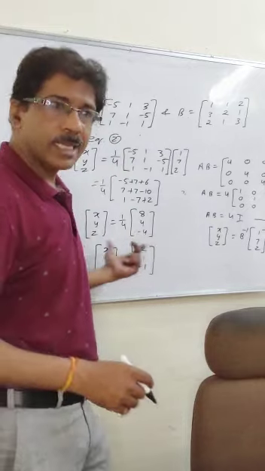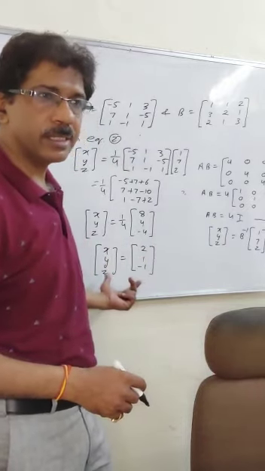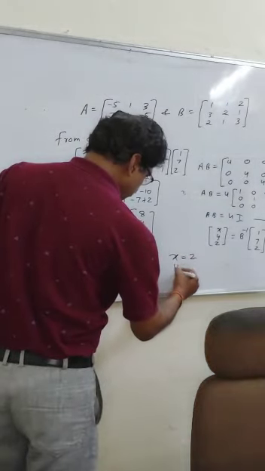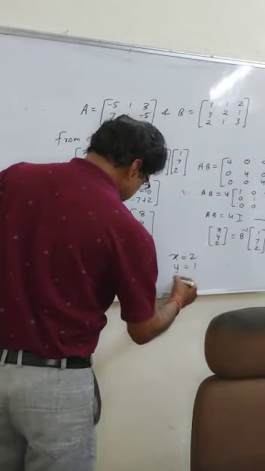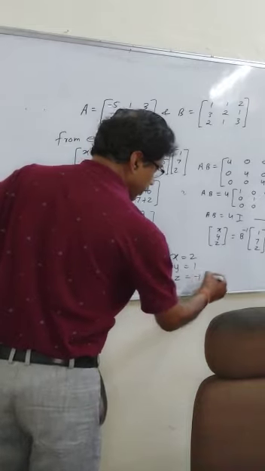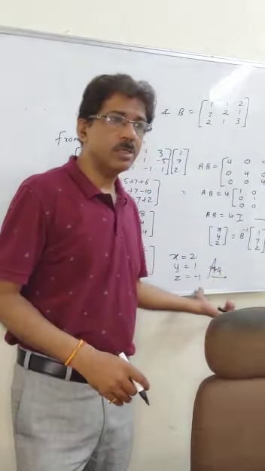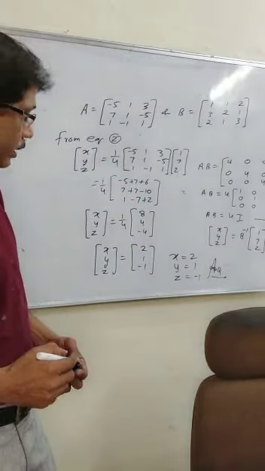Now, by the concept of equality of two matrices, we can write x is equal to 2, y is equal to 1 and z is equal to minus 1, which is our required solution. Okay, clear?